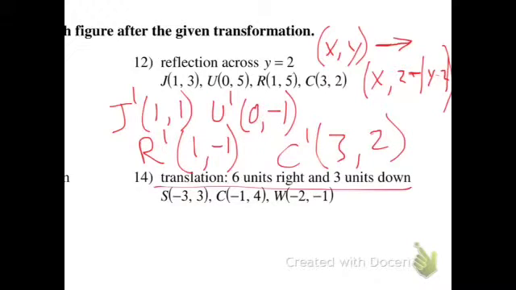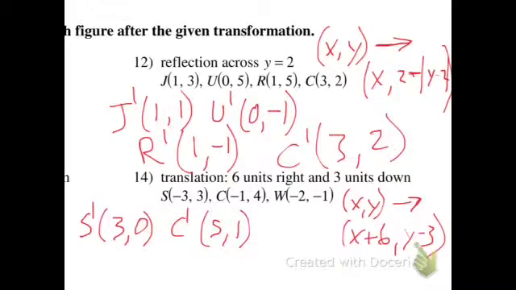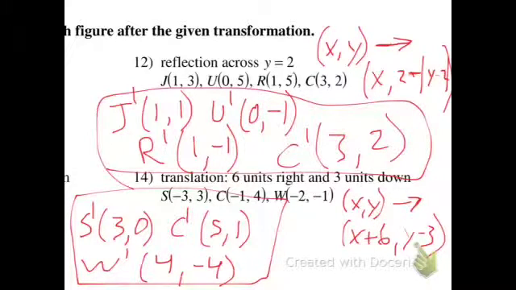On 14, the translation is 6 units right, 3 units down. If you just follow a function of (x, y) goes to (x plus 6, y minus 3), because down is negative for y and right is positive for x, then you take S to get S prime, and you add 6 to negative 3 to get 3, and take away 3 from 3 to get 0. C prime is going to be negative 1 plus 6, which is 5, and 4 minus 3, which is 1. W prime is going to be negative 2 plus 6, which is 4, and negative 1 minus 3 is negative 4. And there's our new W prime, S prime, C prime. I'll box those in for you. And there's all your answers.